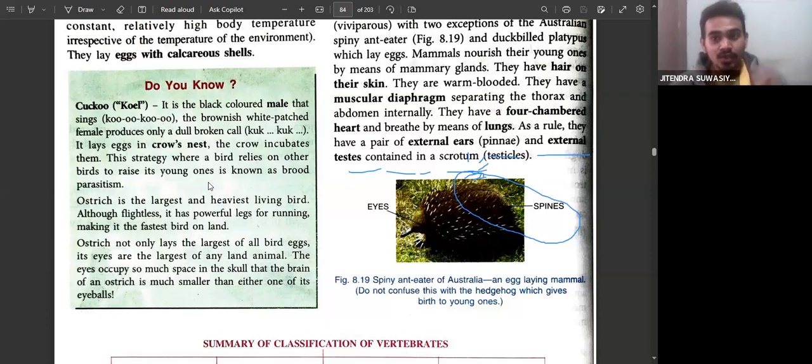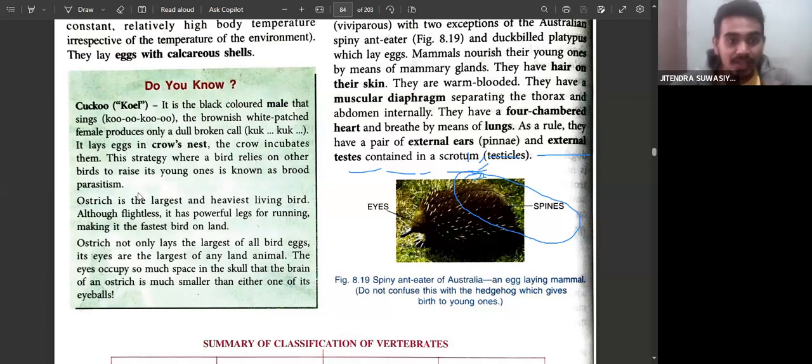And the crow is stubborn. It does not understand that these are not its eggs, that these eggs do not belong to it. The crows protect the eggs, and later, after hatching, they get to know that a betrayal has happened with them. So those were the eggs of the cuckoo. That is a common example.